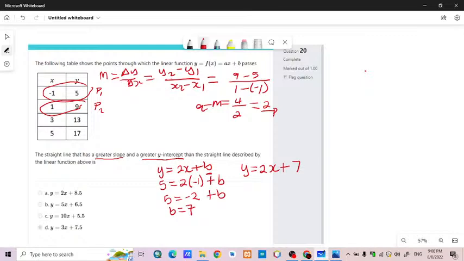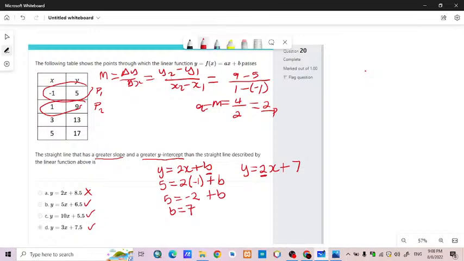Looking at this function, they say the straight line that has a greater slope and a greater y-intercept. Let's first look at the greater slope. When you talk about the slope, we're looking at this one. Which one is a value that is greater than 2? The first one, no, it's not greater than 2. This one is greater than 2, this one is greater than 2, and this one is greater than 2.